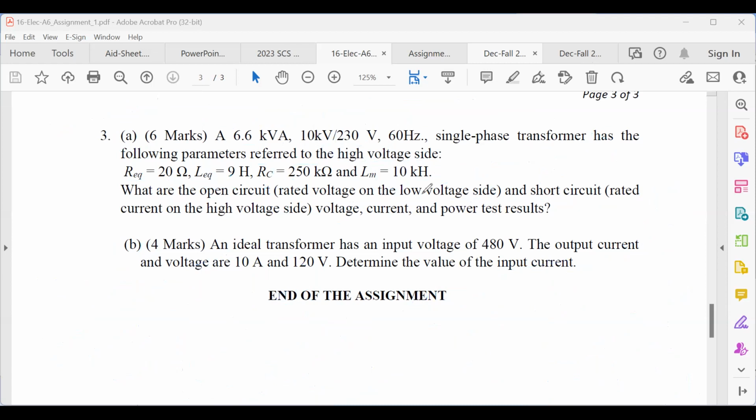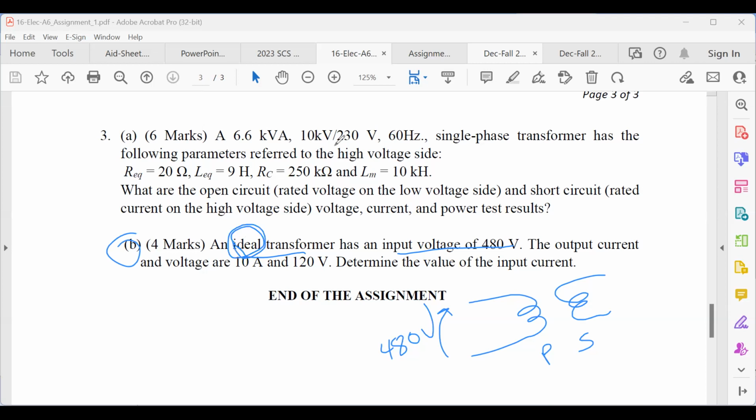I'm going to go through it step by step, but the last one is straightforward. It's an ideal transformer. So remember the transformer that we have, primary and secondary. The input voltage is given. This is an ideal transformer, not like the equivalent circuit, no R equivalent, X equivalent, RC, XM. So this is the input voltage. The output current is 10 amps and the output voltage is 120 volts. What is the input current?